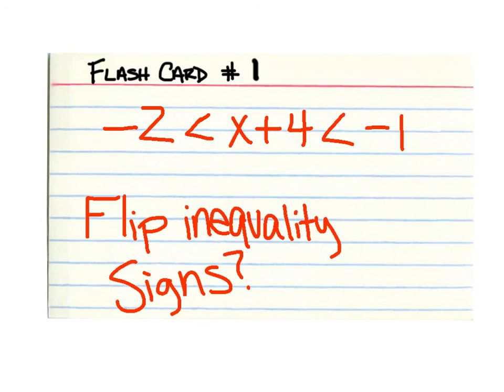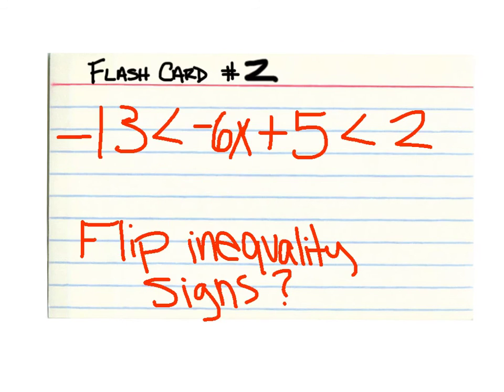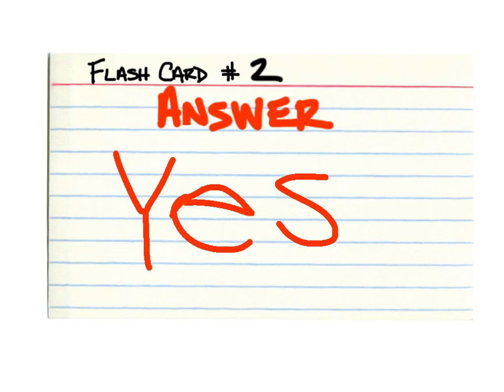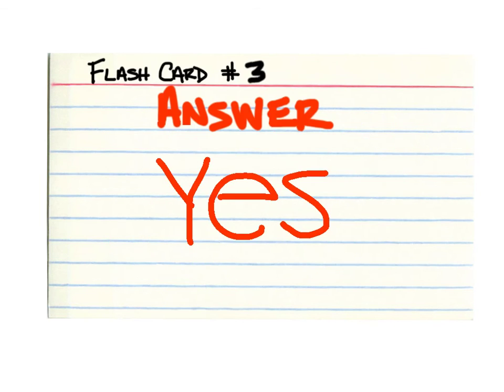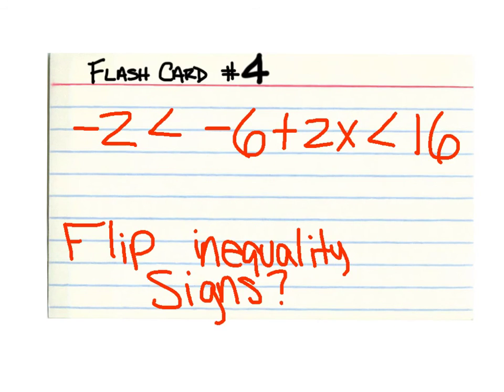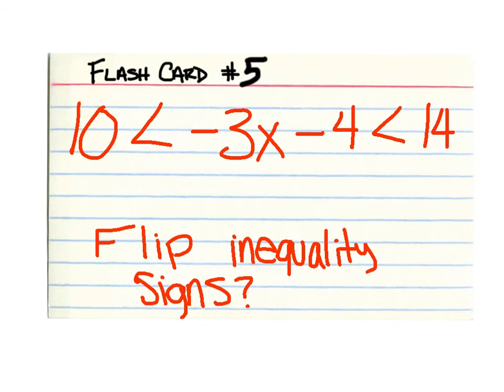Alrighty. This is just like the last time, just yes or no. No. Remember, we're looking for the coefficient in front of the x. There is no coefficient, so we're not going to be dividing by a negative. So that should be no. Yes. Yes, our 4 and our negative are there. No. Yes.